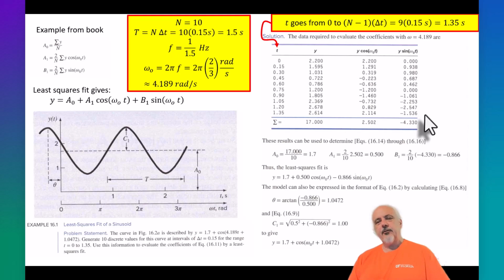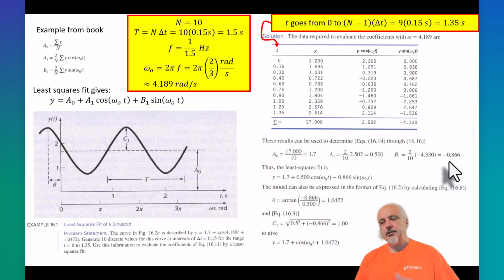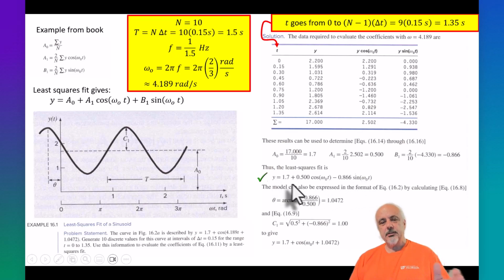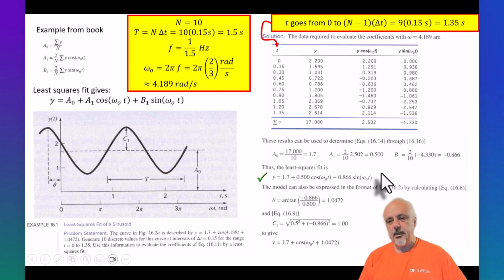And then the last one is the b1, so I take the sum of this column, the y times the sine of omega naught t's. I get 4.33, and then I'm multiplying by 2 divided by n, so that's 2 over 10 again, and I get minus 0.866. So this is right. I agree with this. So that fits that equation very nicely.